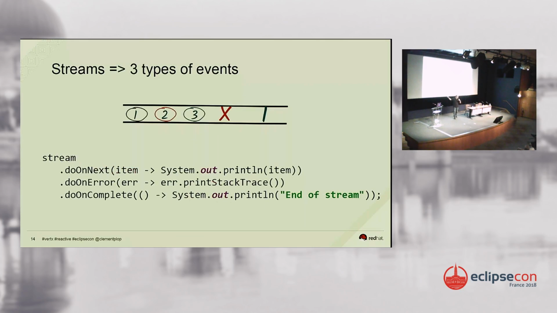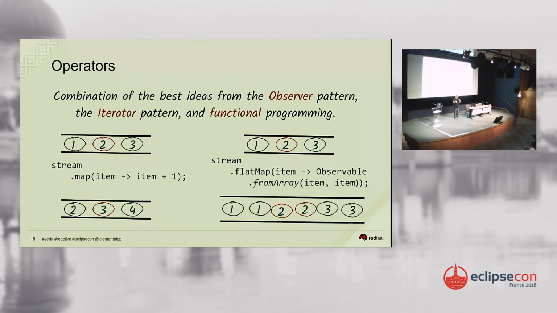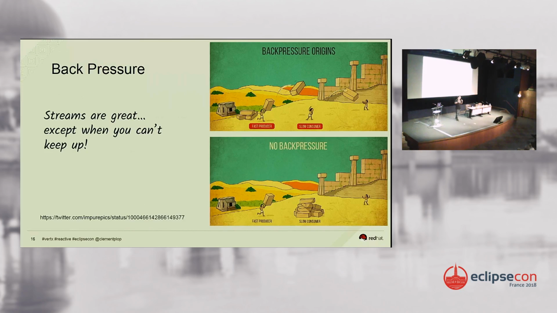So this is a very low-level API, and you don't really want to develop all your software using such kind of API. Fortunately, there are many libraries providing lots of operators such as Akka Streams, RxJava 2, and Pivotal Reactor that combine the best ideas from the observer pattern, iterator pattern, and functional programming. Don't be afraid of functional. That gives you a lot of operators, and you can be really, really efficient with that.